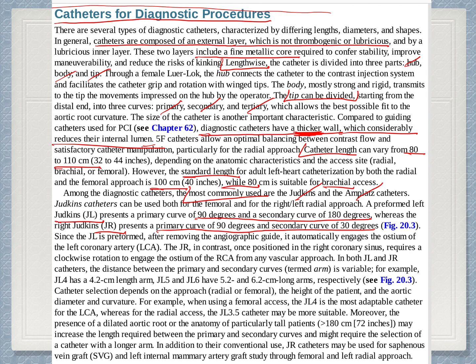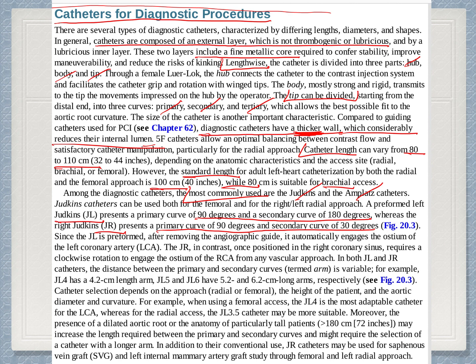Diagnostic catheters have a thicker wall which considerably reduces their internal lumen. That is why diagnostic catheters usually cannot be used when we are going to do interventional procedures, because sometimes we need larger diameter lumens. Catheter length is 80 to 110 centimeters, being 100 centimeters standard for femoral approach and 80 for brachial access. Most commonly used are the Judkins and the Amplatz catheters.